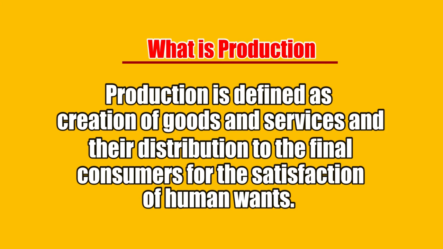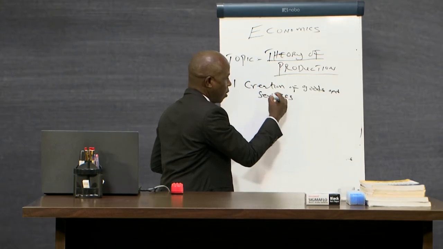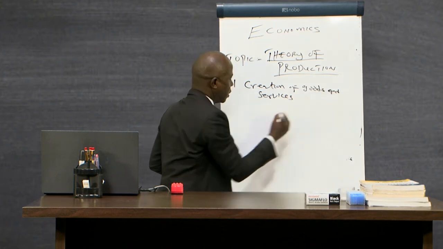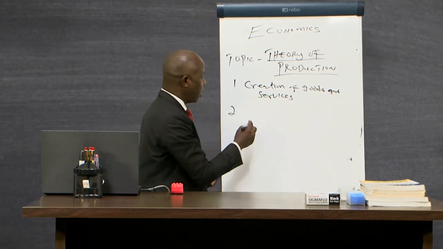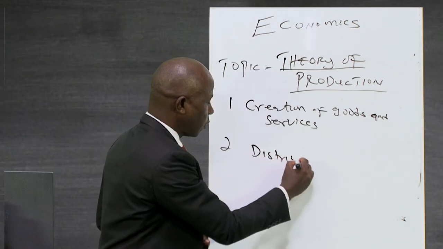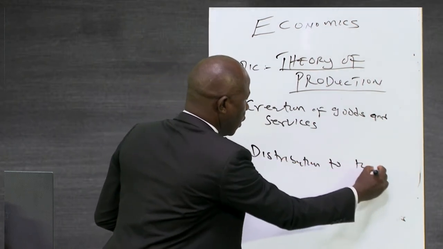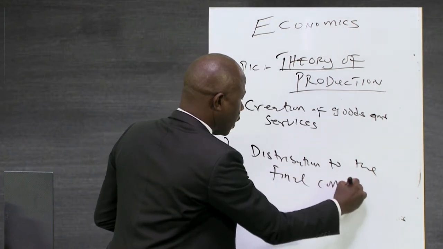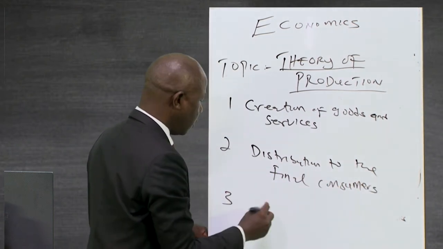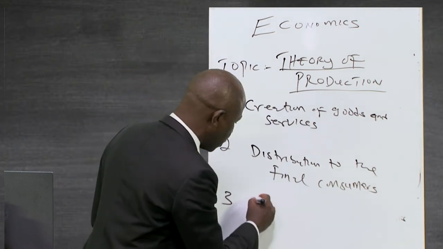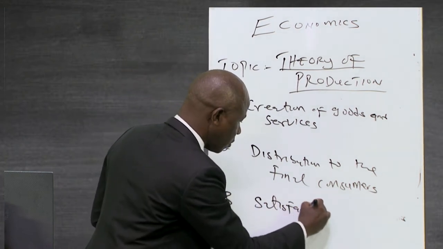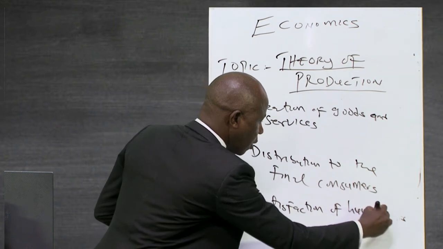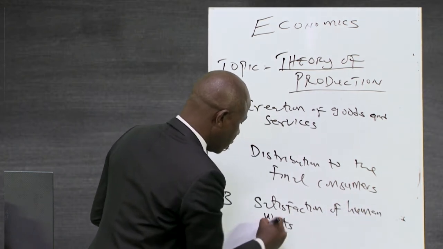So there are three key things we will pick from this definition. And what is the first key thing? Creation of goods and services. The second thing we are going to pick is distribution to the final consumers. And the last thing we are going to pick from the definition is satisfaction of human wants. What does it mean?